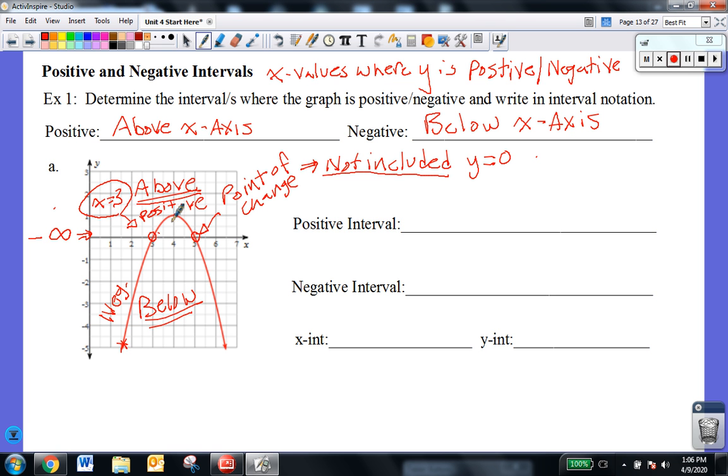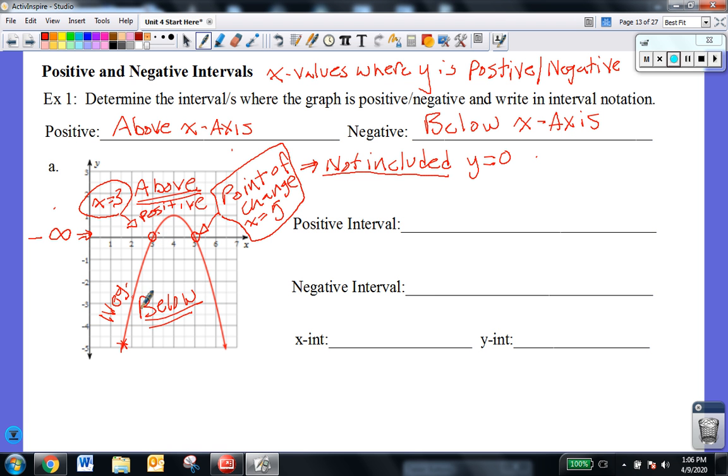And then it marches in positive all the way from there to over here, where this is going to be x equals 5. Okay, this point of change will be x equals 5. It's a little bit different than the increasing and decreasing. The points of change are going to be where the graph crosses the x-axis.